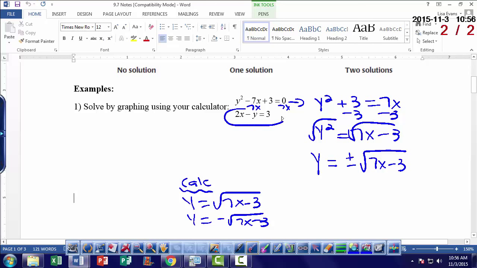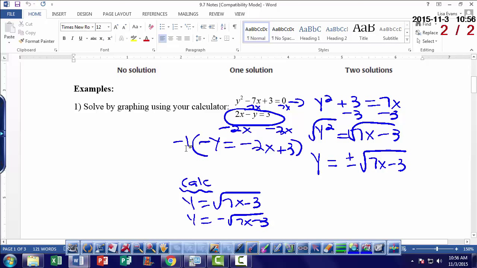Now, we're going to take this equation and get our y by itself. So we're going to subtract 2x on both sides. When I do that, I get negative y equals negative 2x plus 3. y is almost by itself, but we need to get rid of the negative. So I'm going to multiply everything through by a negative 1. And when I do that, I get y equals 2x minus 3. So this is our third equation that we're going to put into our calculator.